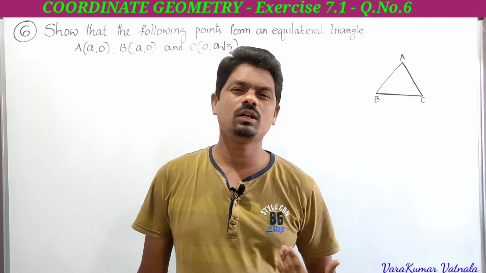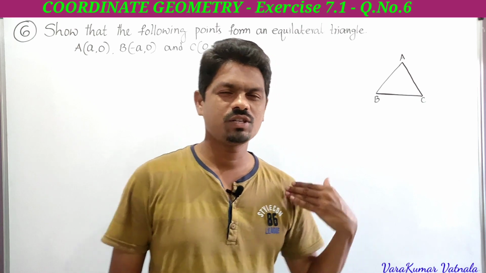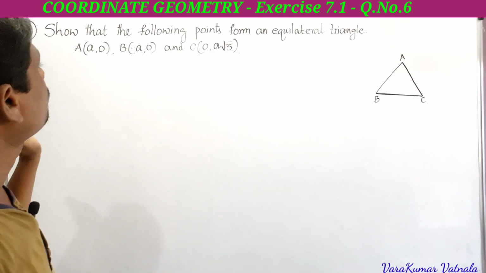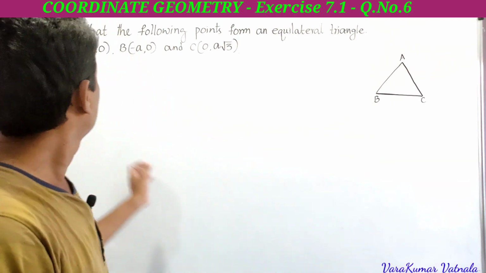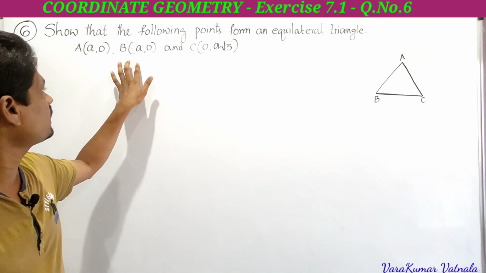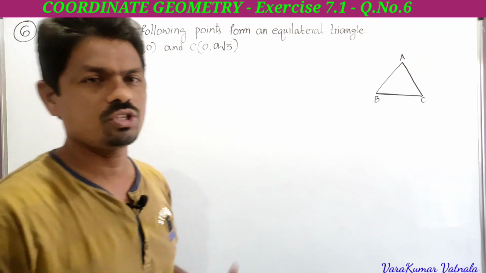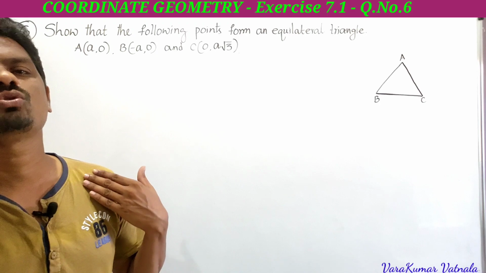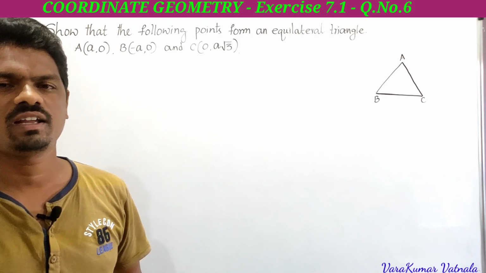Today we are going to learn a problem from exercise 7.1, sixth problem. See here what he is asking. Show that the following points form an equilateral triangle: A (a, 0), B (-a, 0) and C (0, a root 3). Here he has given 3 points, and he is asking to show that the 3 points form an equilateral triangle.